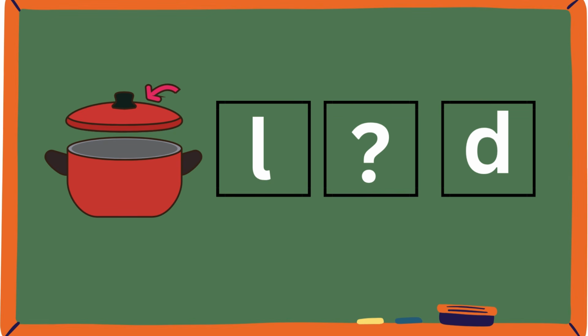L-D. Okay, so in the picture, I'm looking at it so that I can find out the word. In the picture, I can see there's a pot and there's a kind of cap to put on the pot. Do any of you know what that is called? I think it's called a lid.